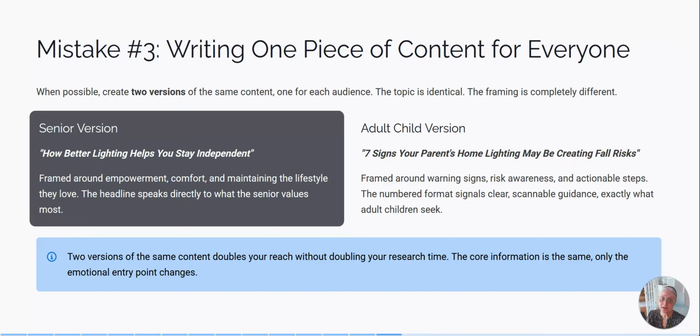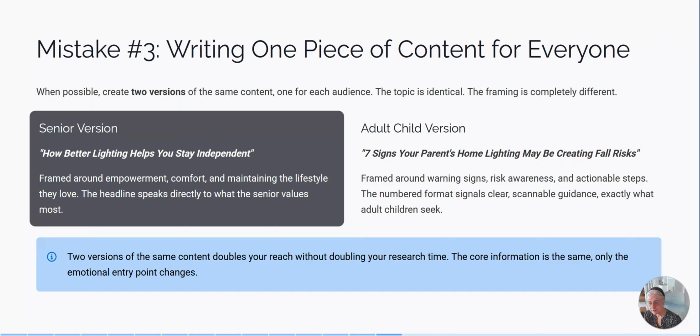An example would be, for an older adult, how better lighting helps you to stay independent. That's telling them, hey, if you just have this amount of lighting, and here's why you need more lighting, it can keep you safer. You can maintain the lifestyle that you enjoy. You can stay in your home longer, and all it requires is just a little bit more lighting.